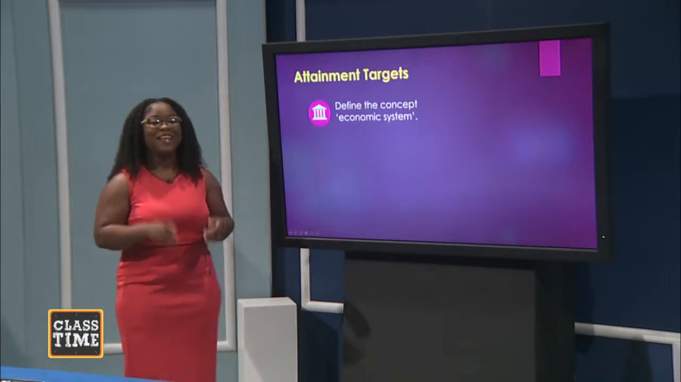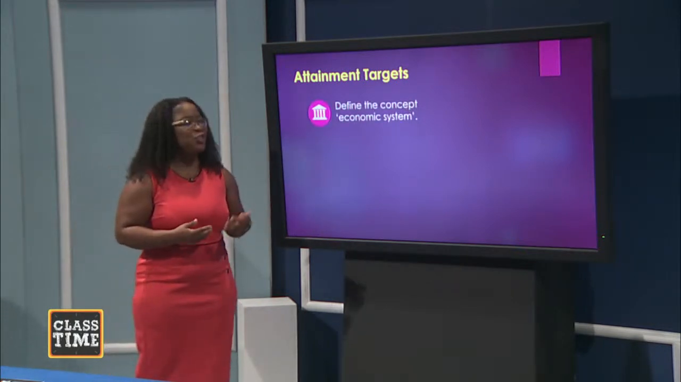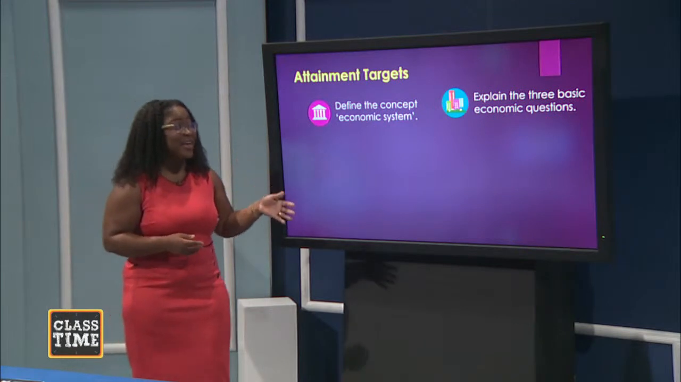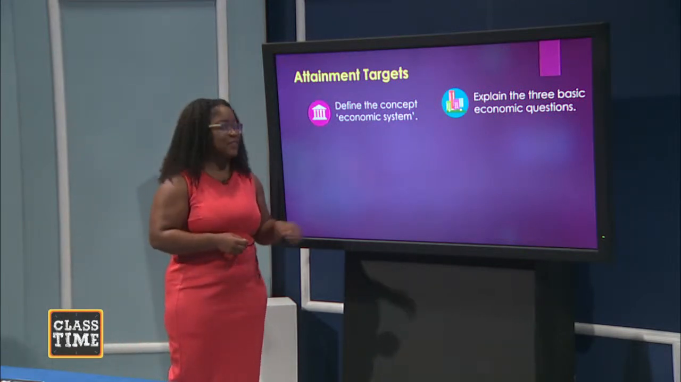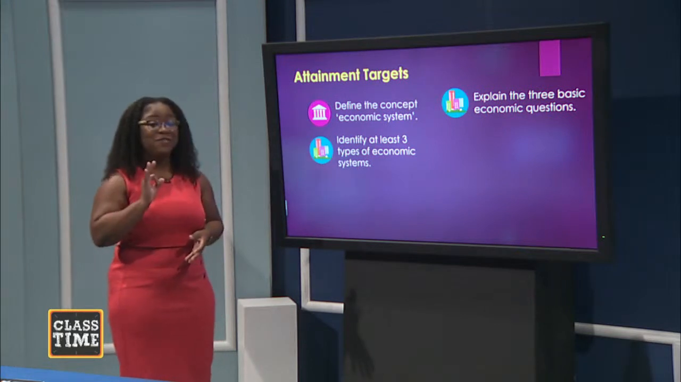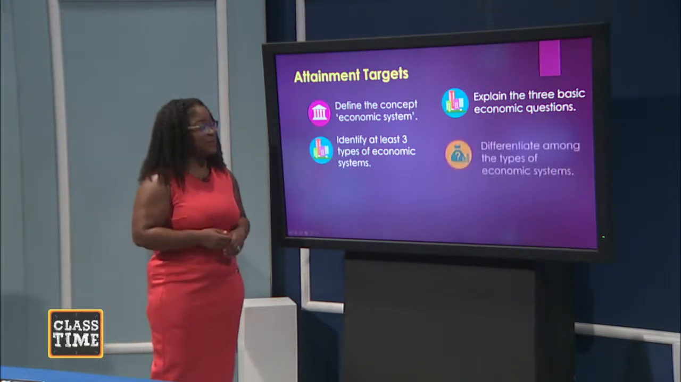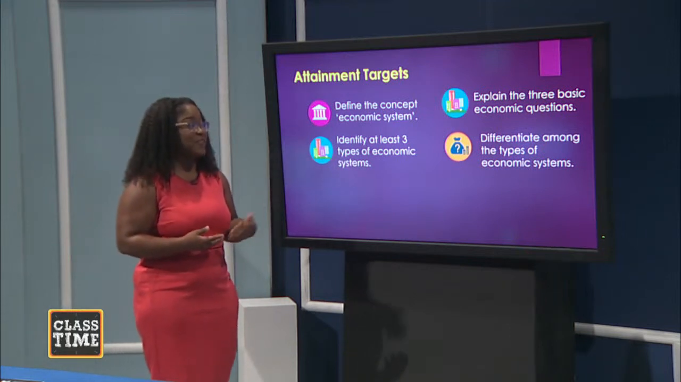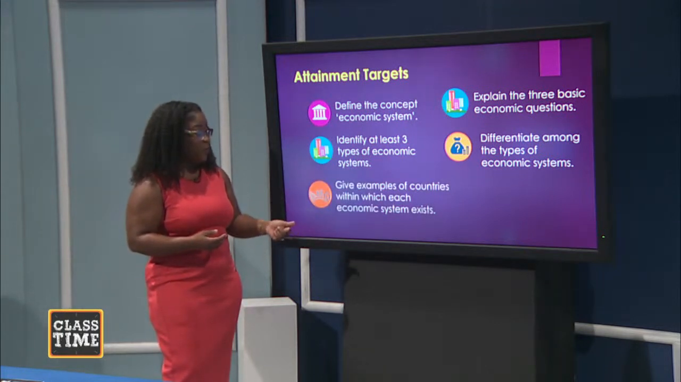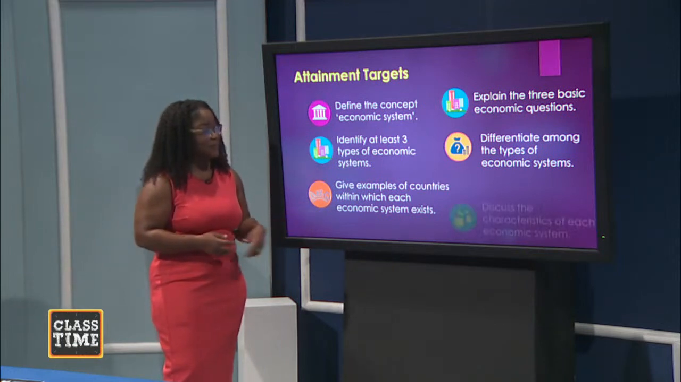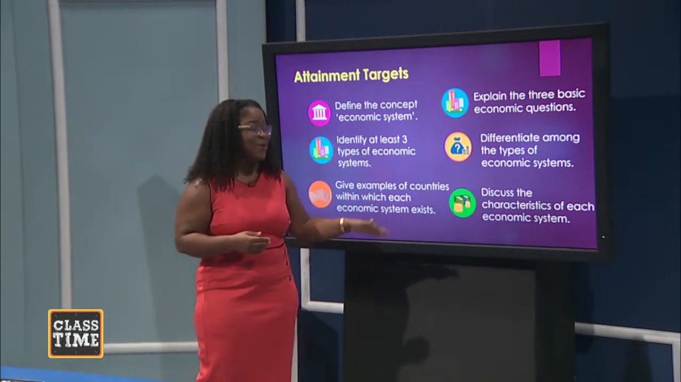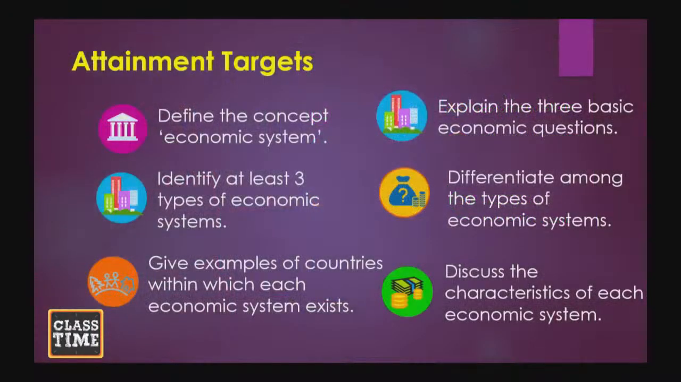We call them our attainment targets, and the first one is that for today's lesson, we should be able to define the concept economic system. We should also be able to explain the three basic economic questions. By the end of the lesson, we should identify at least 3 of the 4 economic systems and be able to differentiate among the types of economic systems. We should also be able to give examples of countries within which each economic system exists. And our final objective is that we will be able to discuss the characteristics of each economic system. So let's get started.